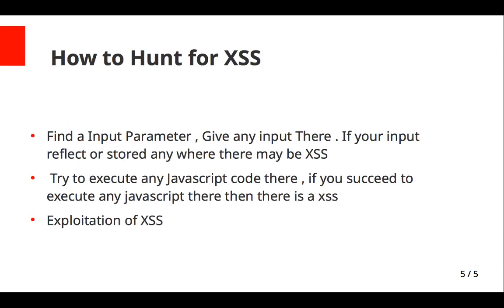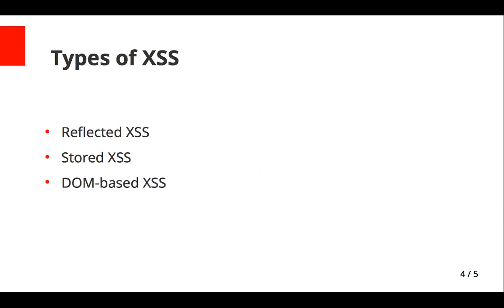Let's talk about the types of cross-site scripting. Mainly, cross-site scripting has three types: one is stored, reflected, and DOM-based. Let's talk about reflected first. It's the most common type of cross-site scripting.